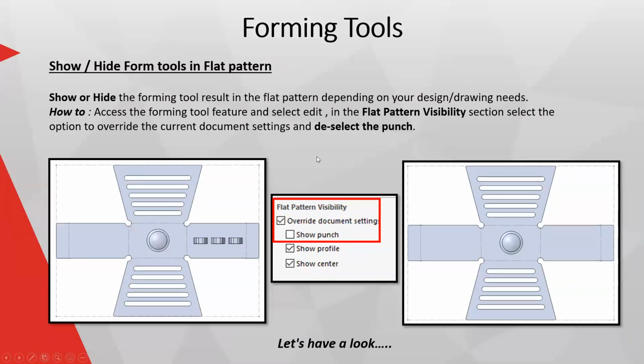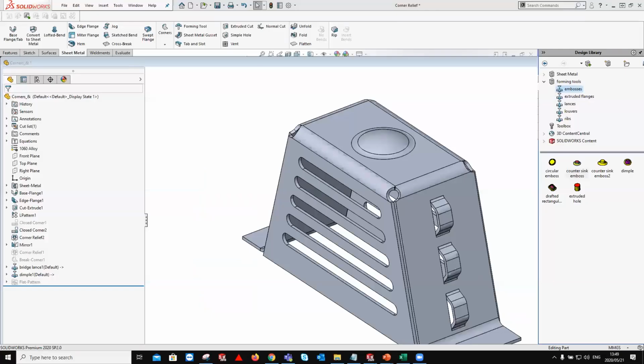So the last thing I want to show regarding forming tools is the ability to actually show or hide them in your flat patterns, which is a great advantage. You don't have to be forced to leave them in. I know cleaning up your DXF can aid a lot of design offices. The way we get this going is, once we've added the forming tool feature, right click, edit, and within it we've got a flat pattern visibility section. Very nice to actually be aware of. So let's quickly jump into SolidWorks and I'll show you guys what that is all about.